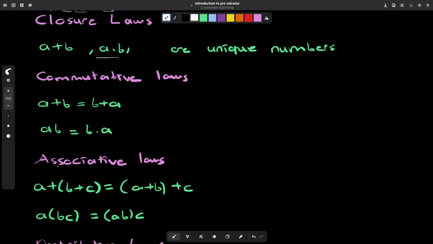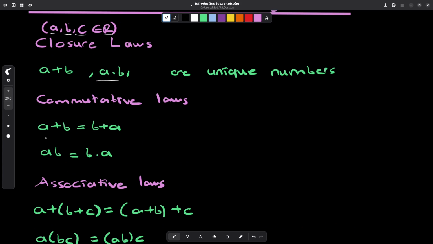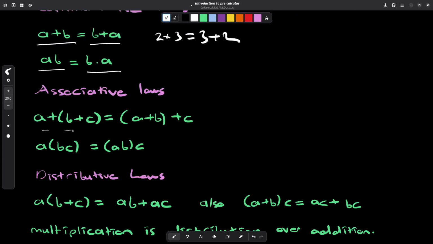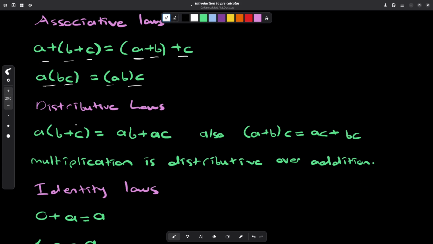Commutative laws, associative laws, distributive laws, all of these are saying things you intuitively know. A plus b is equal to b plus a, right? 2 plus 3 is equal to 3 plus 2. A multiplied by b is equal to b multiplied by a. We also know this: a plus b plus c, if you change the order, it does not matter. Again, same for multiplying. The order does not change it.